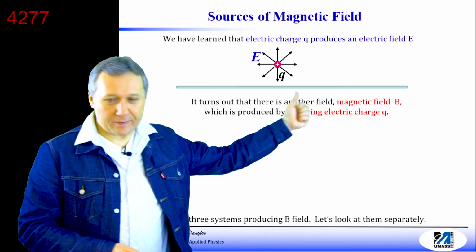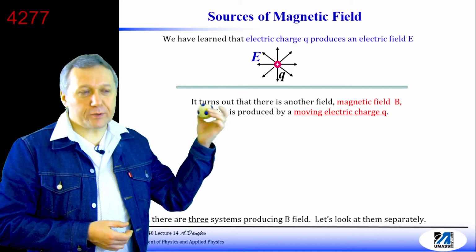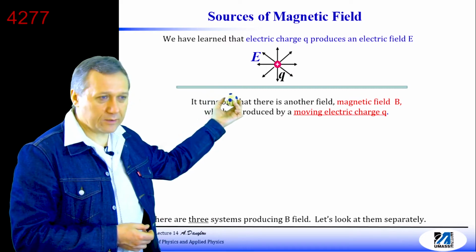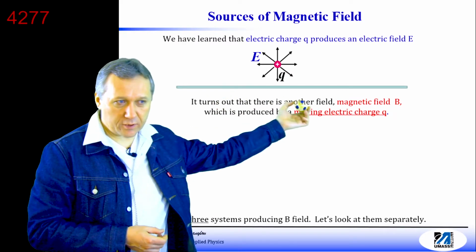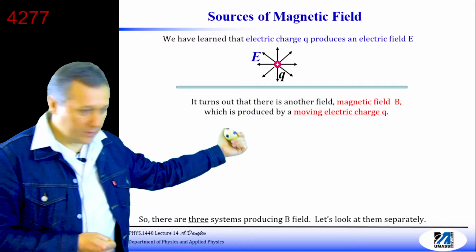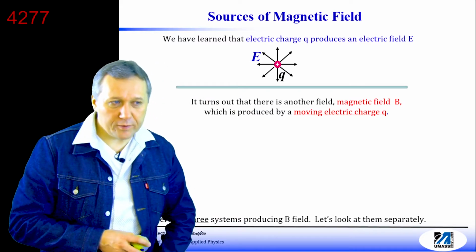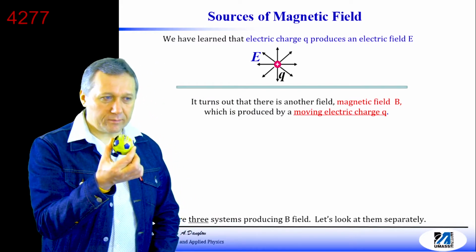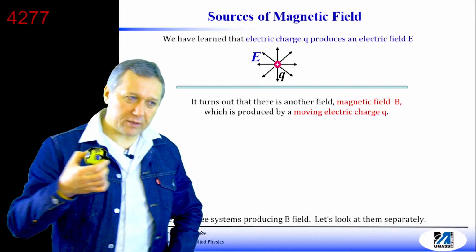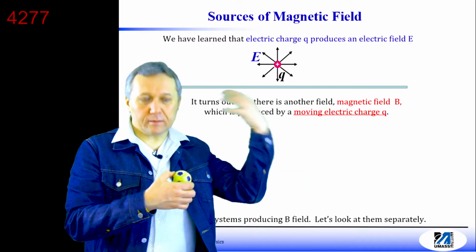Okay, so now let me repeat again. If you have a charge and it produces an electric field, it doesn't matter if the charge is stationary or if the charge moves. In both cases, an electric field is produced. But a magnetic field can be produced only by a moving charge. If a charge is stationary, there is no magnetic field, only an electric field around. But if a charge starts moving, then two fields will be produced, electric and magnetic.